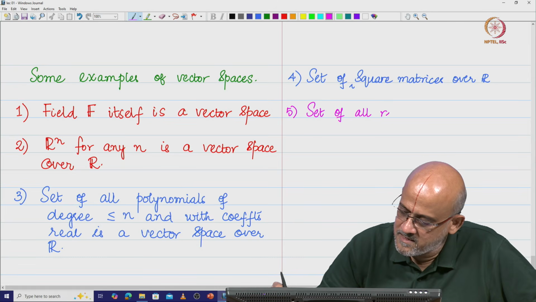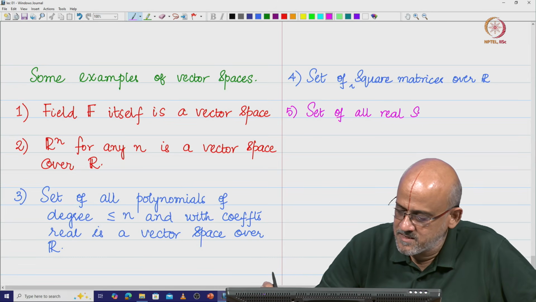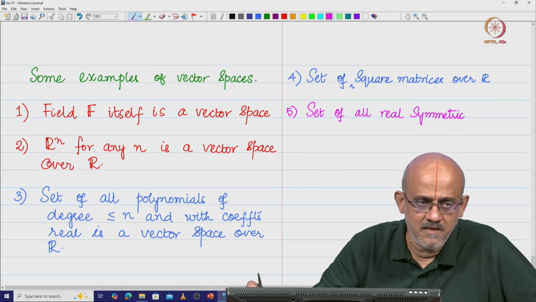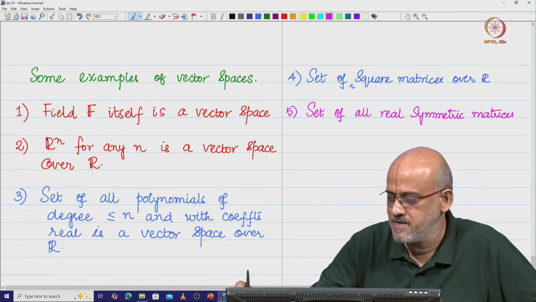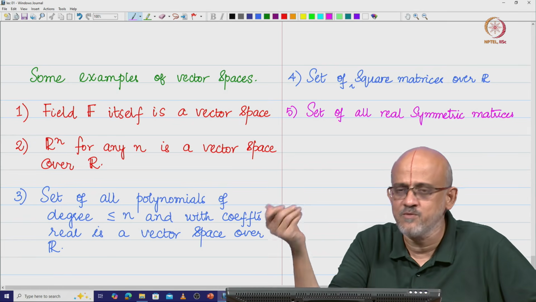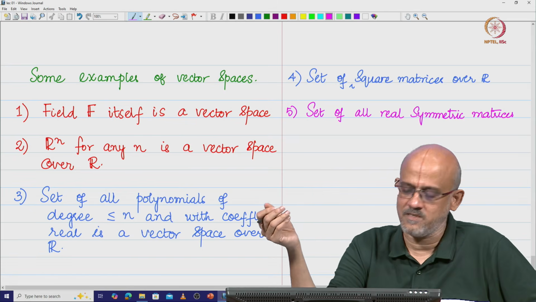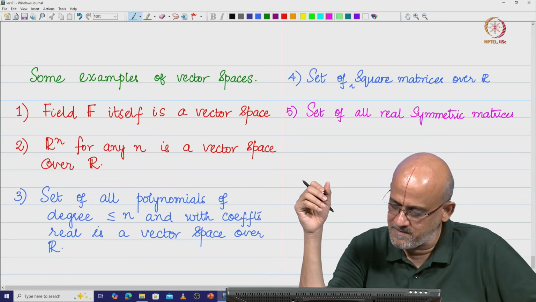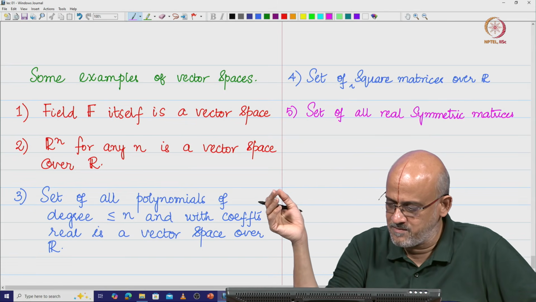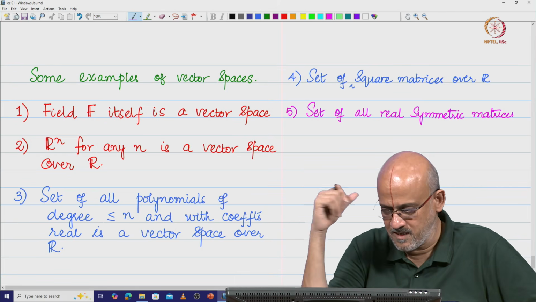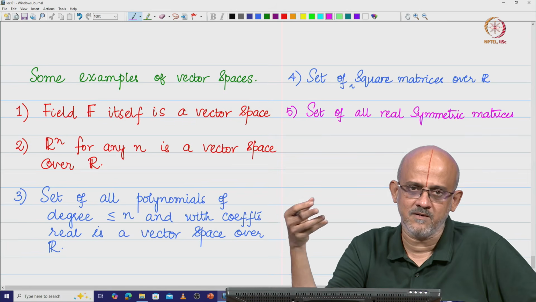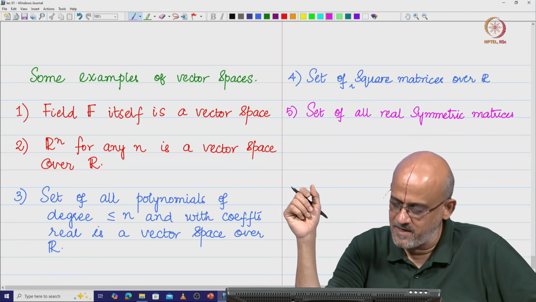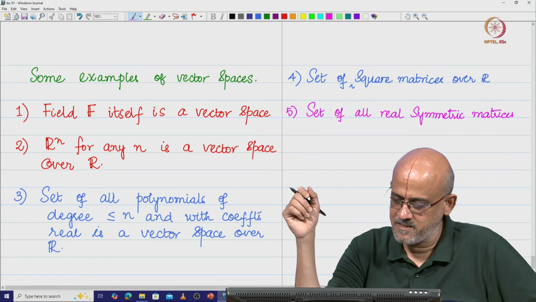The fifth one, we are going to have the set of all, let us say, real symmetric matrices over R. Anyway, I put it as real symmetric matrix, so it is going to be over R. So, this would be a vector space. You take any 2 real symmetric matrices, add them, the resultant is going to be a real symmetric matrix. Scalar multiple is going to be a real symmetric matrix, and the matrix which contains all the elements to be 0 is again a real symmetric matrix. So, that set of real symmetric matrices is a vector space.